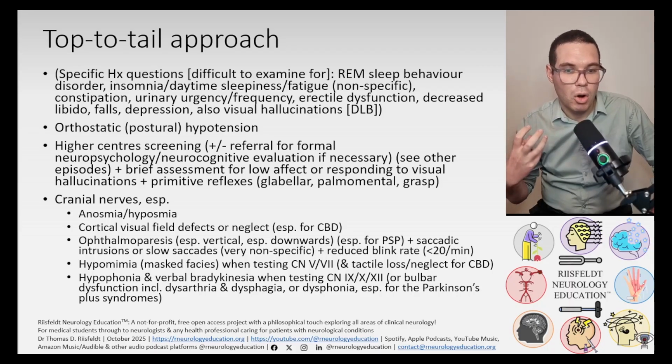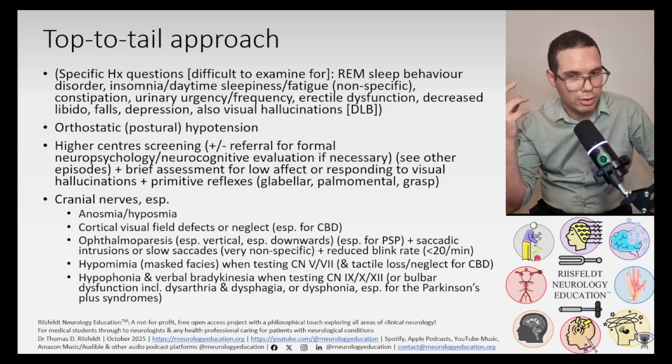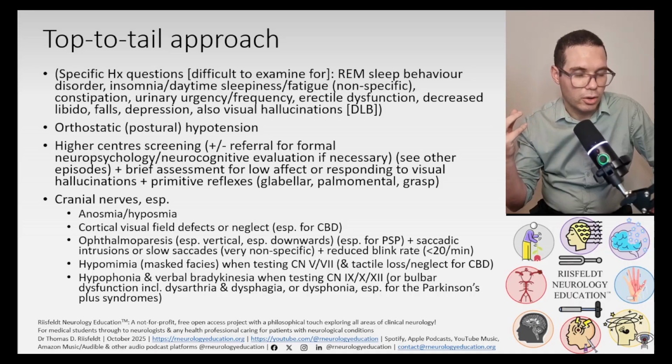So that's what hypomimia is. Also, when examining the fifth nerve, you could have tactile loss or neglect in the context of corticobasal degeneration if there is cortical sensory problems in the somatosensory cortex or in the parietal lobe controlling neglect and inattention, especially the non-dominant parietal lobe when it comes to neglect.